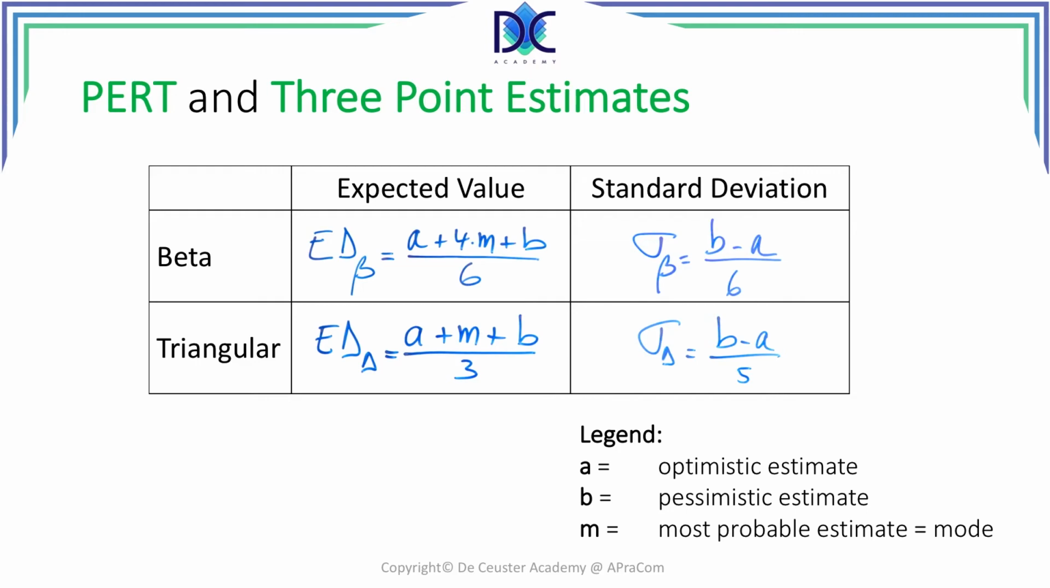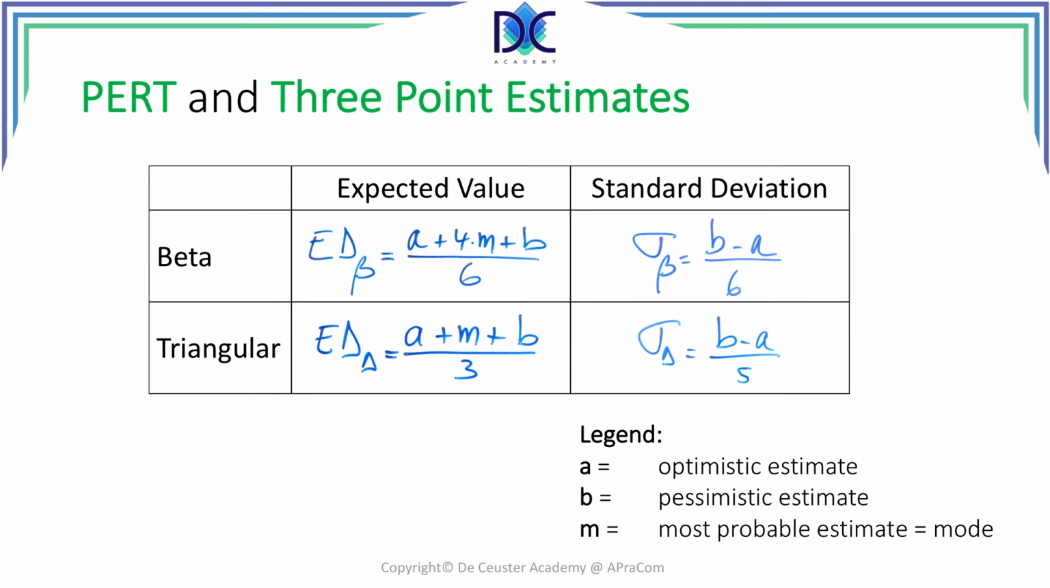The third parameter that we need for a 3-point estimate is the most probable estimate. We call this the mode. The mode is the estimate that occurs the most. We have two types of distribution we can consider to do the calculations. The first is the beta distribution, which is a special probability distribution, which is very useful in project management, and we call this the PERT formula.